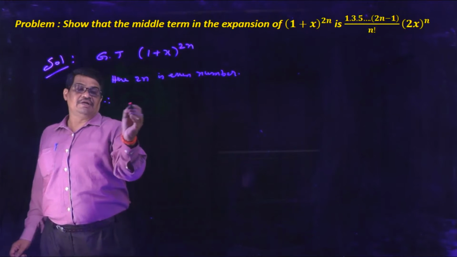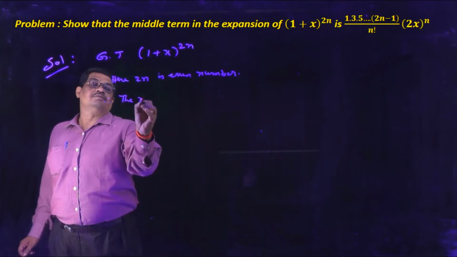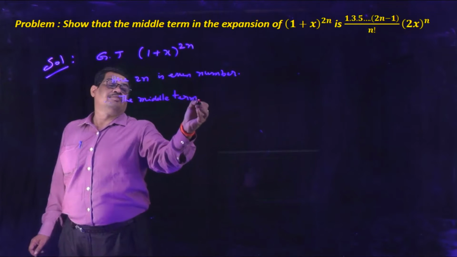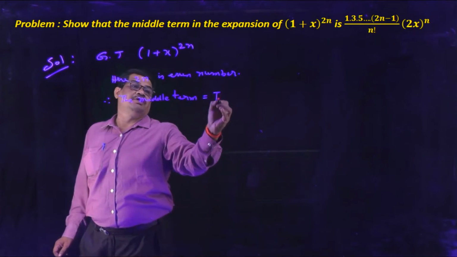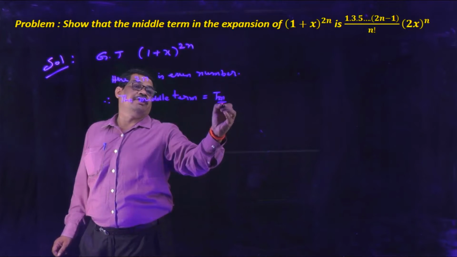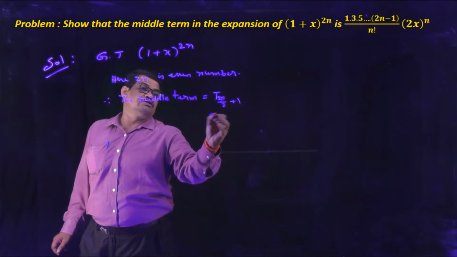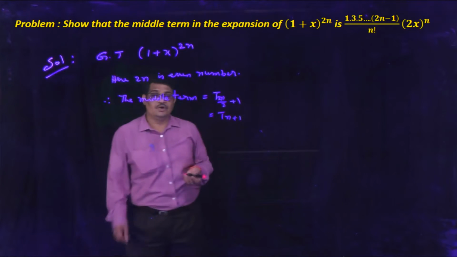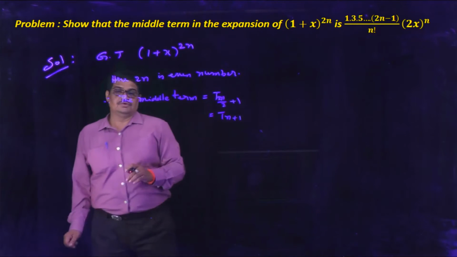Therefore, the middle term is equal to t of (2n by 2 plus 1), that is t(n plus 1). That is the middle term. Now we are writing the middle term.